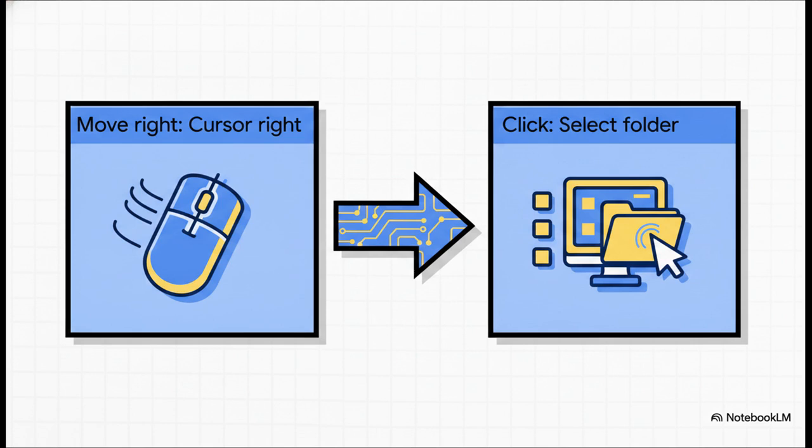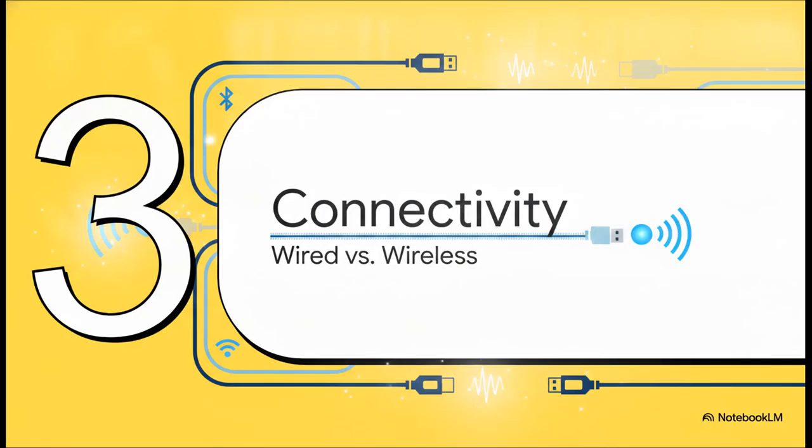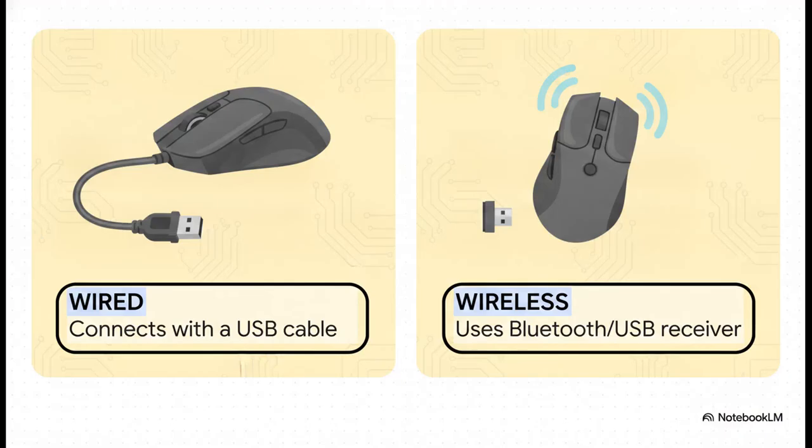Section 3. Wired versus wireless connectivity. So how does this hardware actually talk to your computer system? Basically, 2 main ways. You've got a wired mouse, which is directly connected by a physical USB cable. That guarantees a constant, uninterrupted stream of power and data. Or, conversely, you have a wireless mouse, which cuts the cord entirely. This uses either a Bluetooth connection or a small, dedicated USB receiver plugged into your machine to transmit all those rapid-fire data packets right through the air, giving you complete freedom of movement.